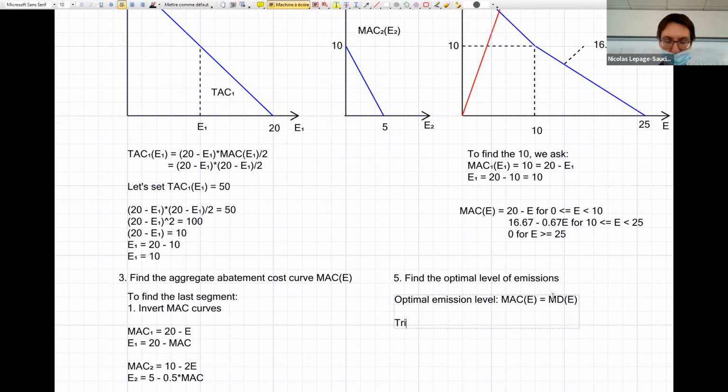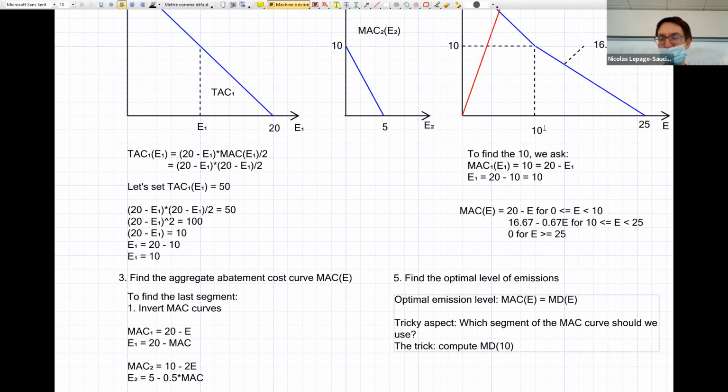So the tricky aspect, which segment of the curve should we use? So the trick: compute MD of 10, because I know that 10 is the critical value there.